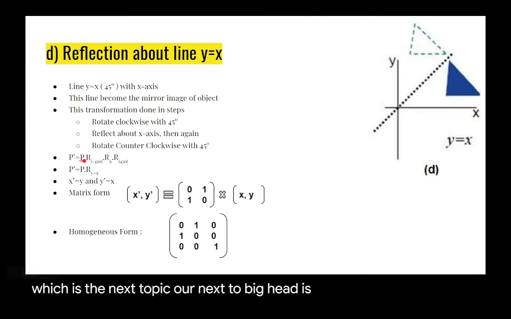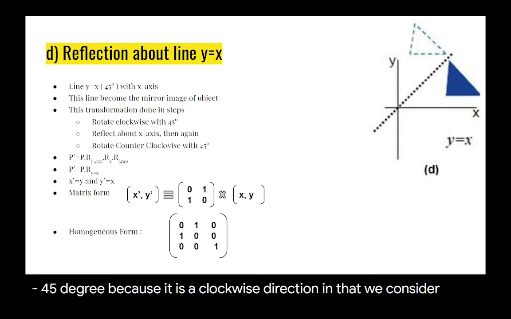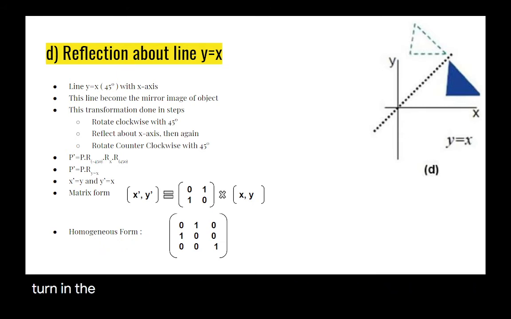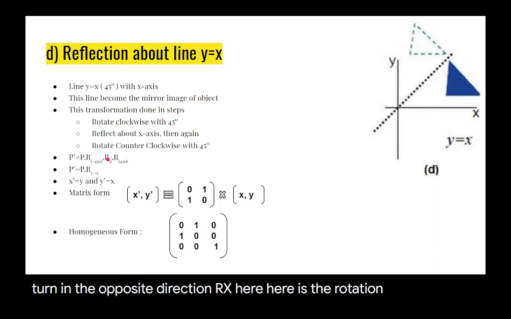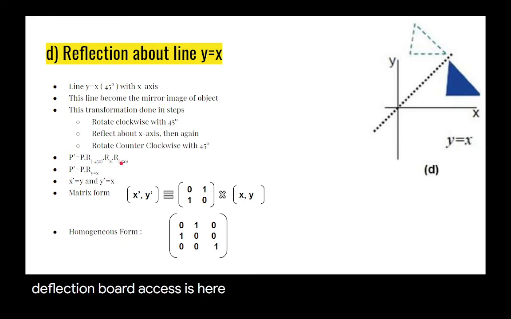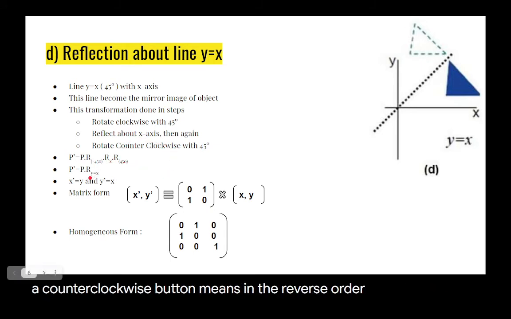Here P dash is equal to P into R minus 45 degree, because it is in the clockwise direction. In that we consider it as turning in the opposite direction. Rx here is the reflection about the x-axis. Here R45 is a rotation by 45 degrees counterclockwise, in the reverse order, to reach it at the same place.